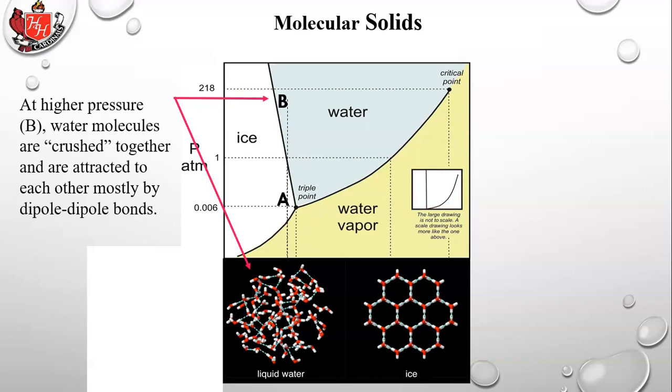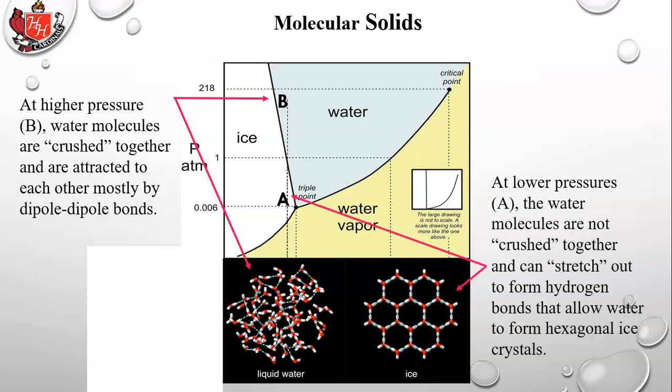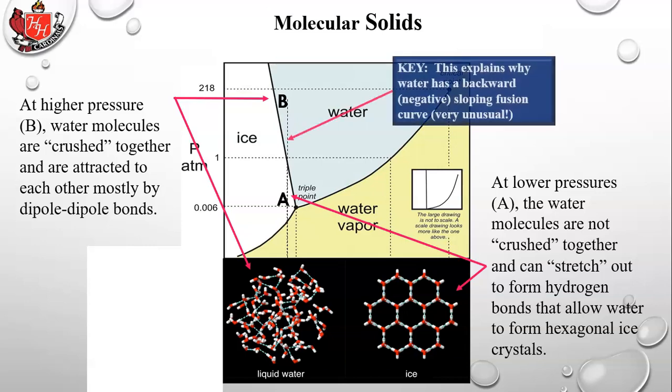So at higher pressure, that's B, water molecules are crushed together and are attracted to each other mostly by dipole-dipole bonds. At lower pressures, that's A, the water molecules are not crushed together and can stretch out to form hydrogen bonds that allow water to form hexagonal ice crystals. So this explains why water has a backward, negative sloping fusion curve, and that's very unusual.